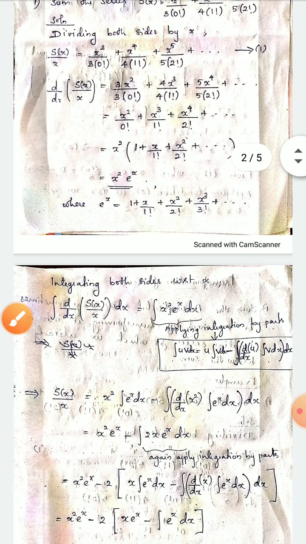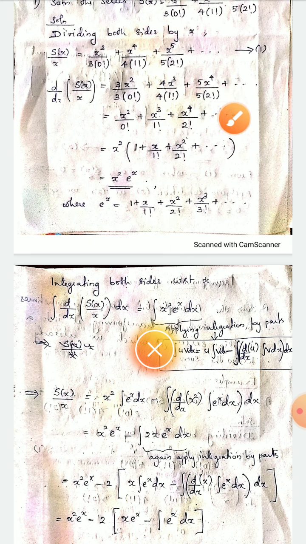So d by dx of s of x by x is equal to, in the right hand side, we differentiate term by term. In the first term, 1 by 3 into 0 factorial is a constant and we take the derivative of x cube, that is 3x square. Similarly, in the next term, the derivative of x raised to 4 is 4x cube, by 4 into 1 factorial, plus 5x raised to 4 by 5 into 2 factorial plus etc. And the common terms cancel in each ratio.